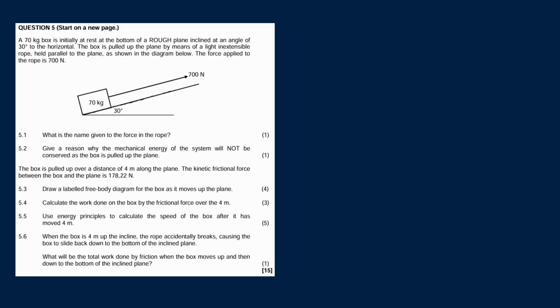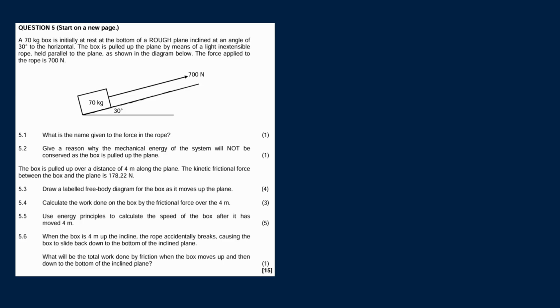The problem statement reads as follows. A 70 kilogram box is initially at rest at the bottom of a rough plane inclined at an angle of 30 degrees to the horizontal. The box is pulled up the plane by means of a light inextensible rope held parallel to the plane, as shown in the diagram below. The force applied to the rope is 700 newtons.